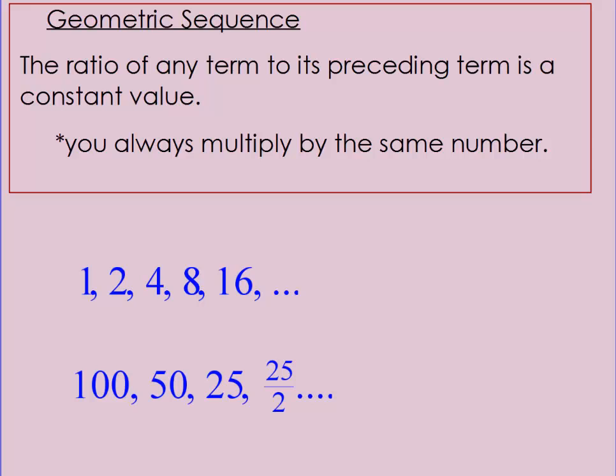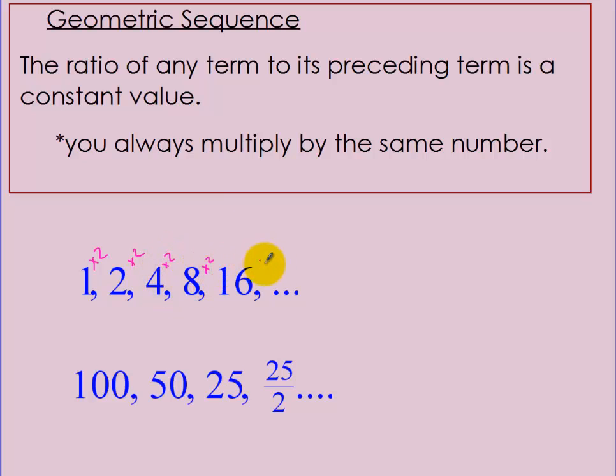So the official definition of a geometric sequence is the ratio of any term to its preceding term is a constant value. So to say that in simpler terms, you're always multiplying by the same number or dividing by the same number. It's the same concept. So in this case, for that first example, I was always multiplying times 2. 1 times 2 is 2. 2 times 2 is 4. 4 times 2 is 8.